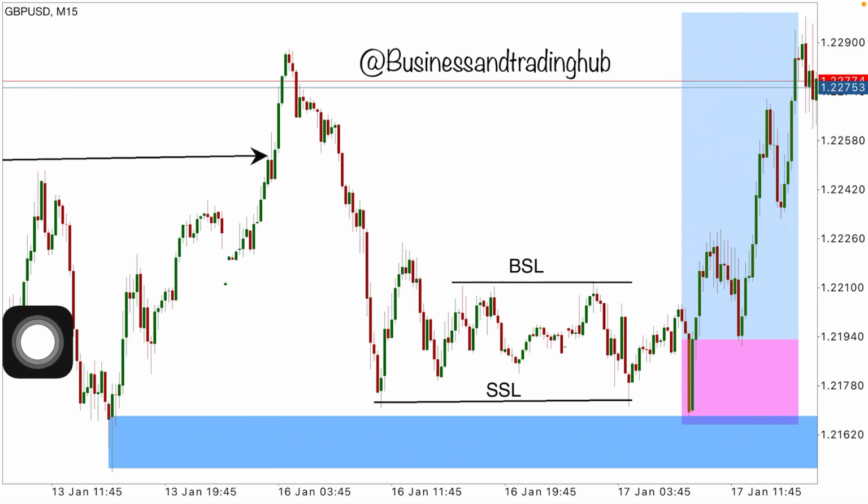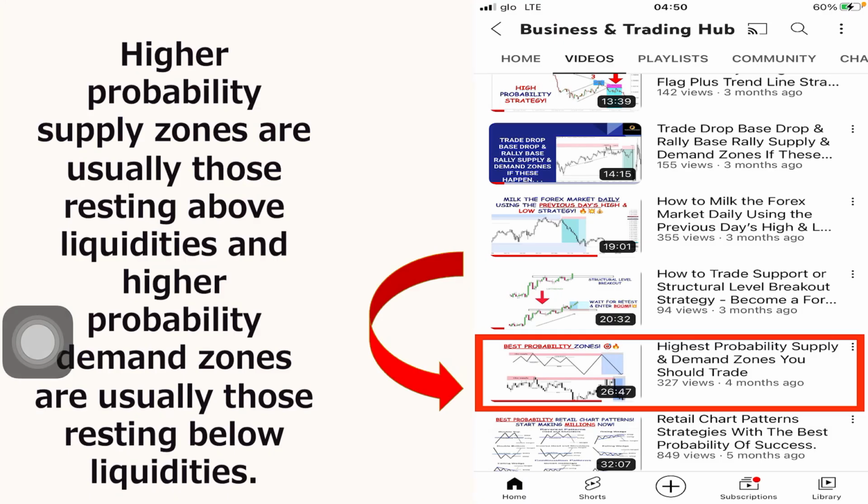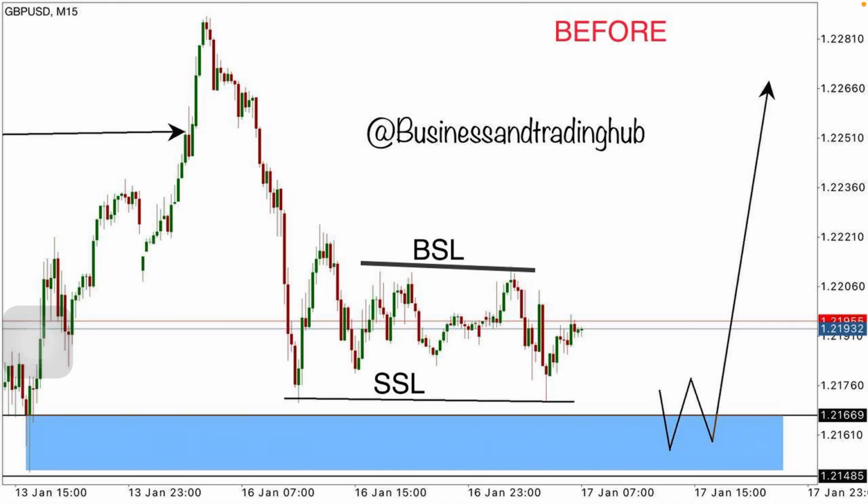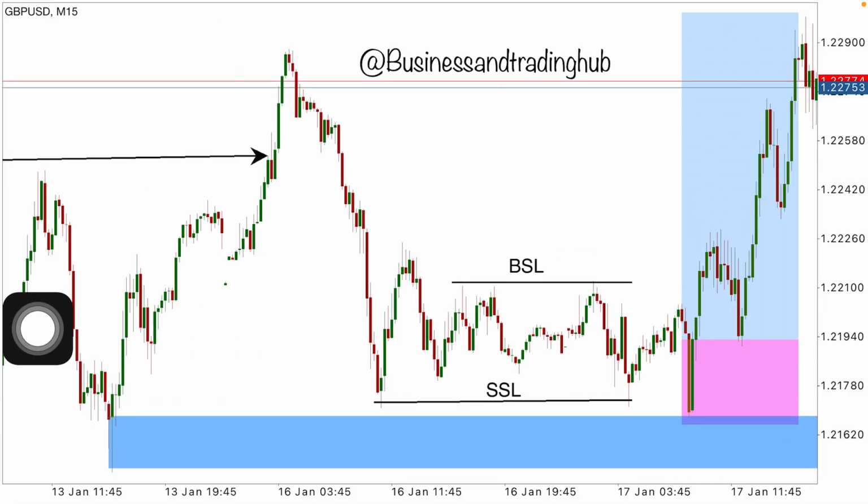Can you see? Let's look at the setup again. All right, I said it's going to buy after the raiding of the stop losses or the sell side liquidity, and also the buy side liquidities have to be taken out as well during the buy. And you can see that this played out perfectly. All right, so this is what I wanted to share with you today.